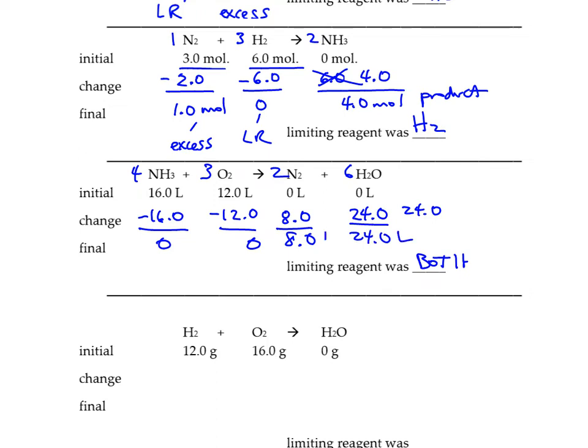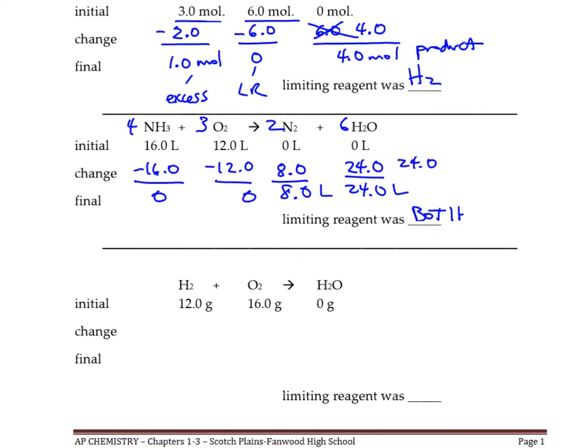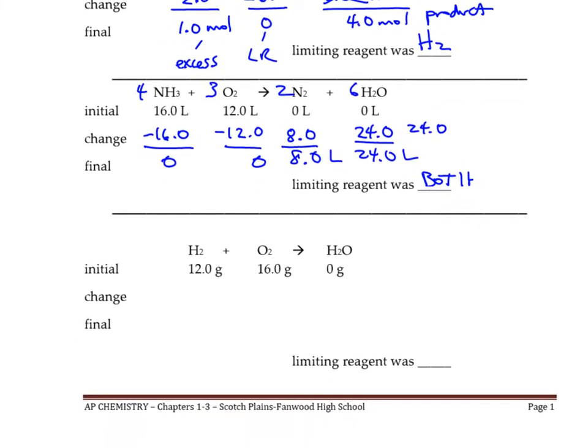Okay, the last problem is exactly the same except it's grams, so you have to be careful and use the big bridge. If you want to try it on your own, you can, or if you want to go through it with me, that's fine too. Since it's big bridge, I'm going to write down the molar masses. Remember that this is 2 grams per mole, this is 32 grams per mole, and this is 18 grams per mole.